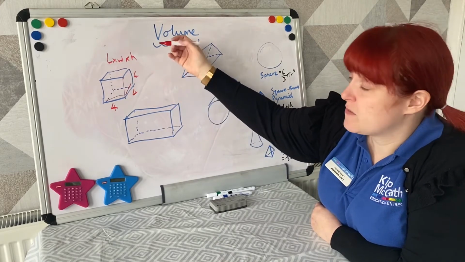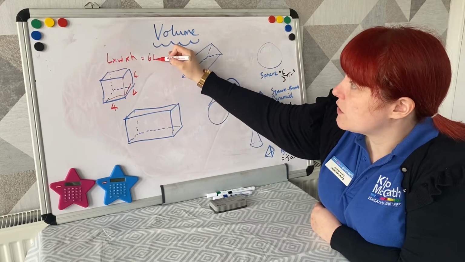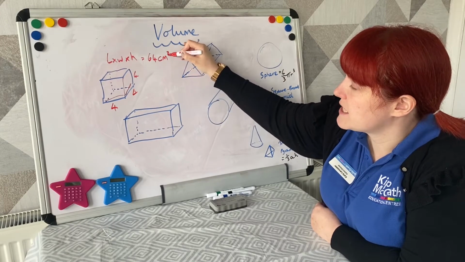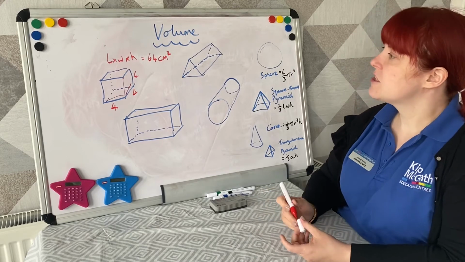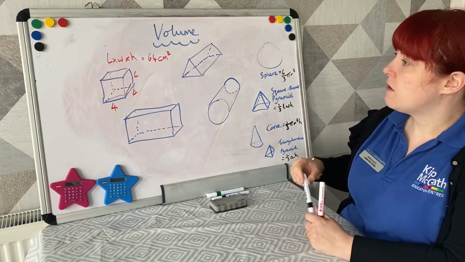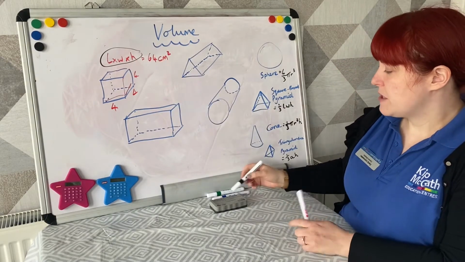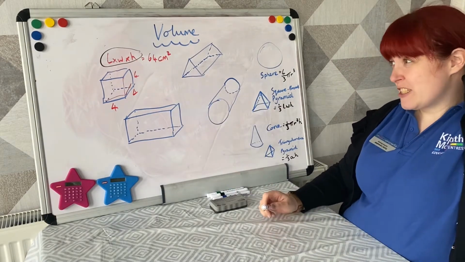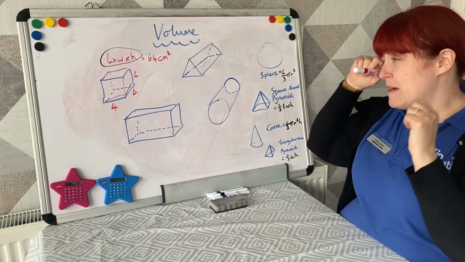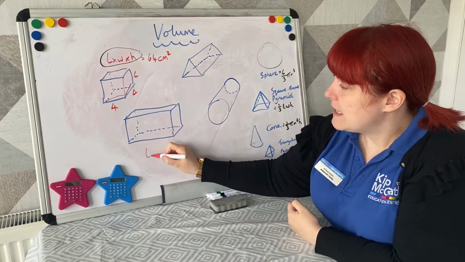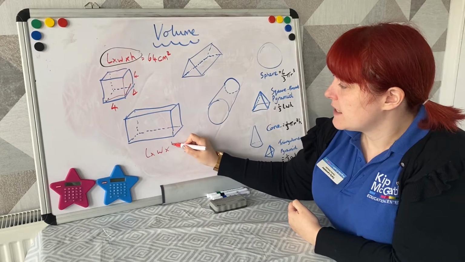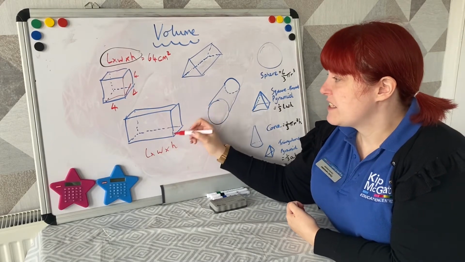So 4 times 4 times 4 is 64. We're going to stick with our centimetres, okay? That's your formula, nice and easy, for volume of a cube. Then if we were doing volume of a cuboid, again, we're still just doing the 3 measurements. So we're still doing length times width times height. But obviously, they're going to be different numbers this time.